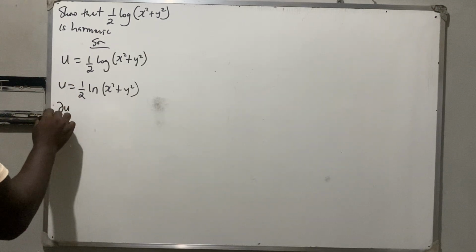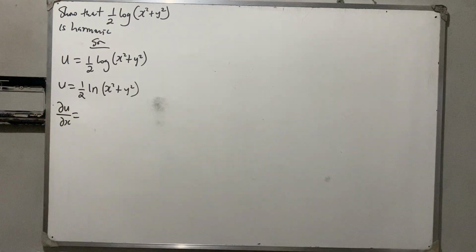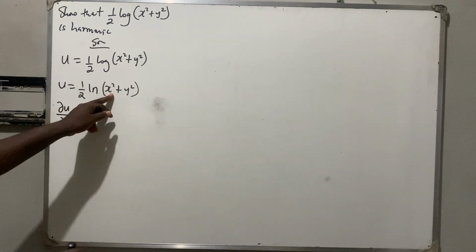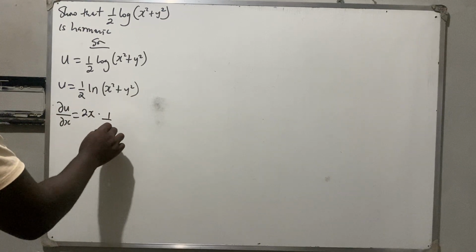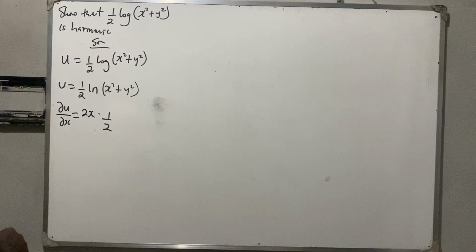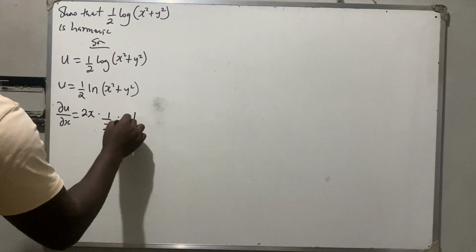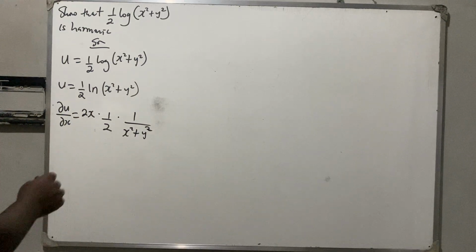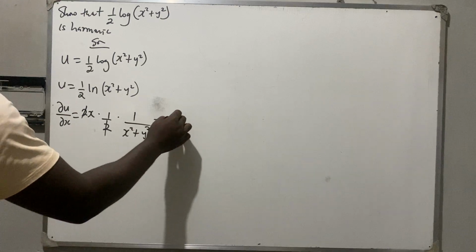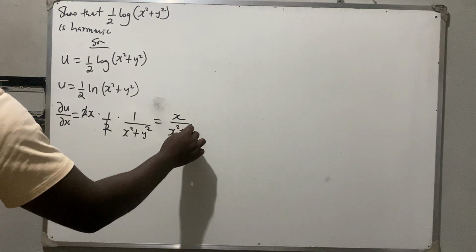So we're going to have partial u over partial x is going to be, differentiate the inside with respect to x. I'm going to have 2x, multiplied by the 1 over 2 that is already here, right? Then differentiation of ln of something is 1 over that thing. Is that correct? Yes, differentiation of ln of something is 1 over that thing, 1 over x squared plus y squared. Okay, so the 2 takes care of 2. I am left with x over x squared plus y squared.